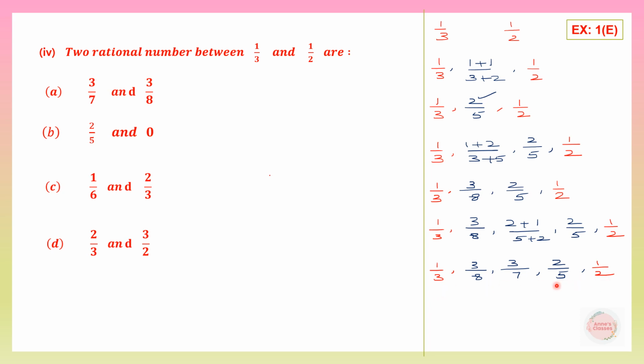We can pick any two here. So let's see which two are there in the options. So here we have 3 by 7 and 3 by 8. Can you see we have 3 by 7 and 3 by 8 in between. So option A is the right one.